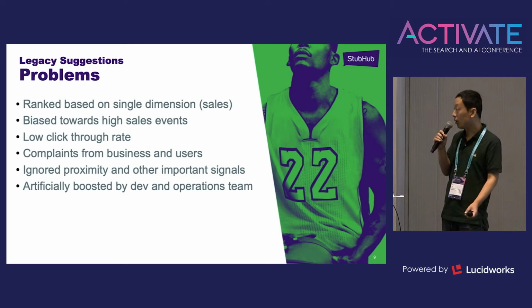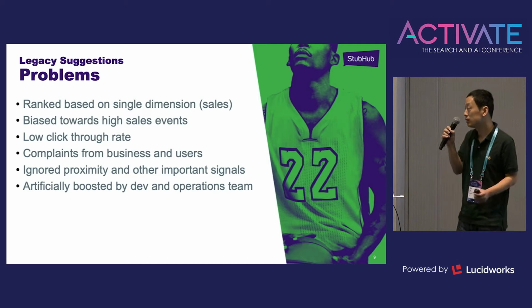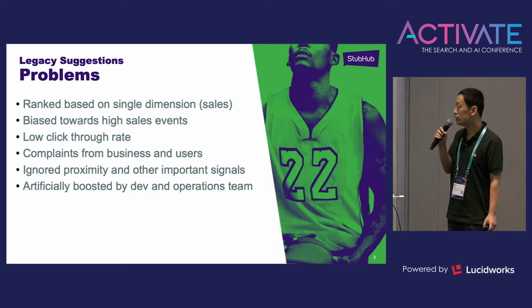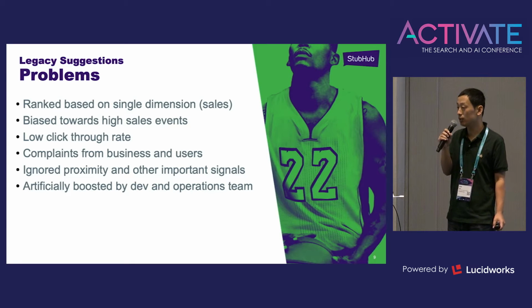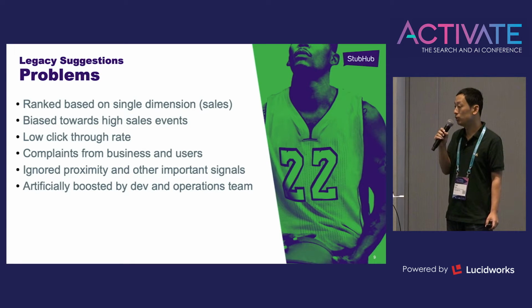Yeah, so I call it the legacy suggestion because we already solved this problem. Currently our site is not running this version. This is the old one. The old one has several issues. The top one is that we're ranking based on a single dimension, because before we used machine learning and learning to rank, we depended on Solr to do sorting.